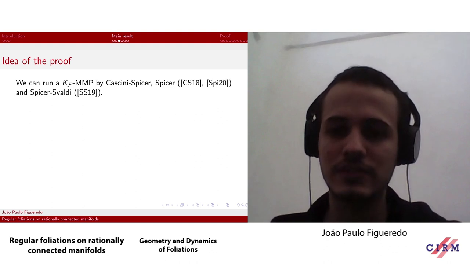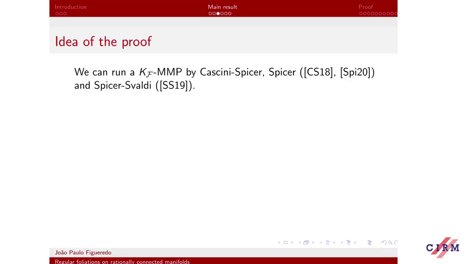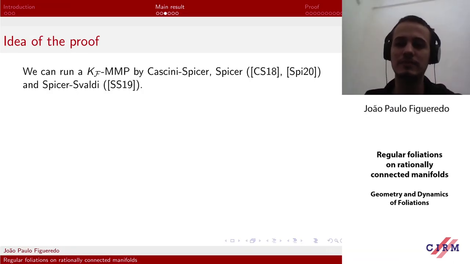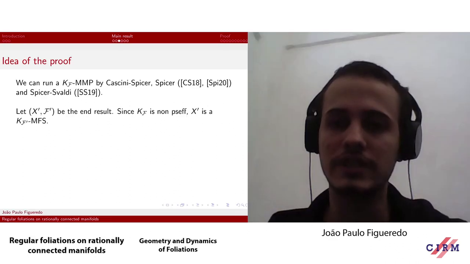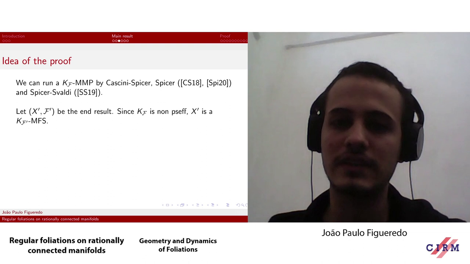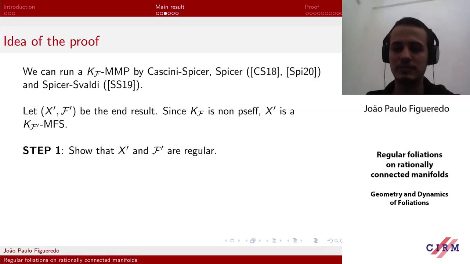First, we can use the results by Cascini and Spicer, and run a foliated MMP. So we get an X prime, F prime with this MMP, and since K_F is not pseudo-effective, X prime is a Mori fiber space relative to the canonical bundle of the foliation. And the trick is to show that X prime and F prime remain regular. This is step one of the proof: show that X prime and F prime are regular.